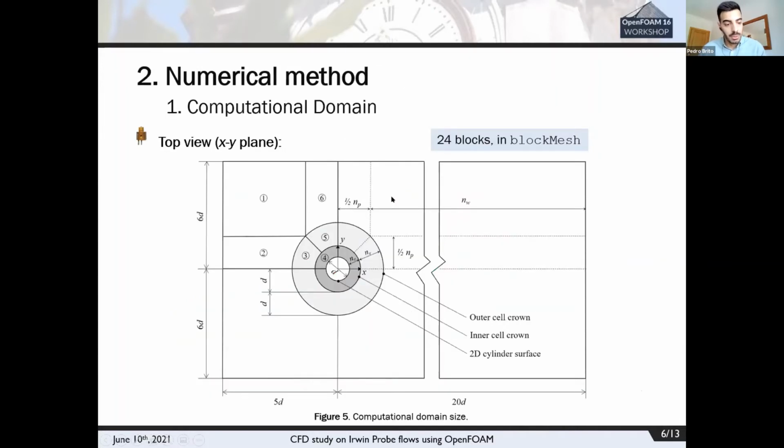So we move on to the implementation in OpenFOAM. We used OpenFOAM version 7, and to construct the mesh, we did it exclusively with blockMesh. This is the top view of the computational domain.